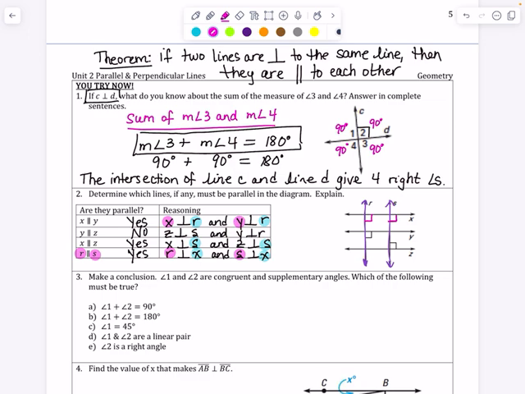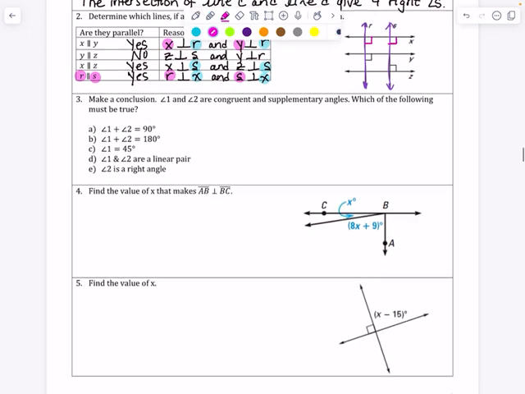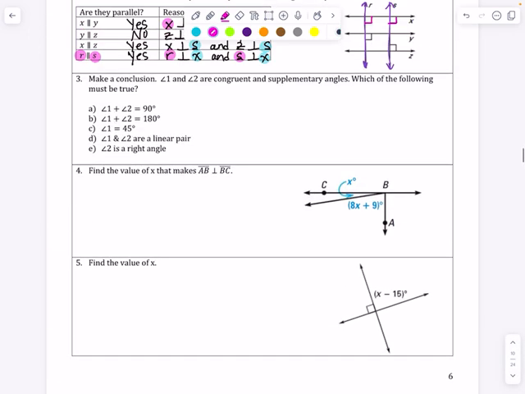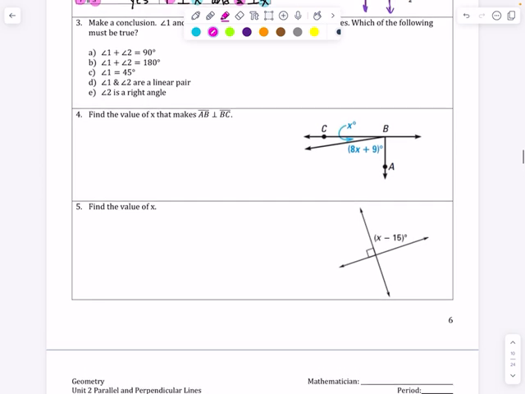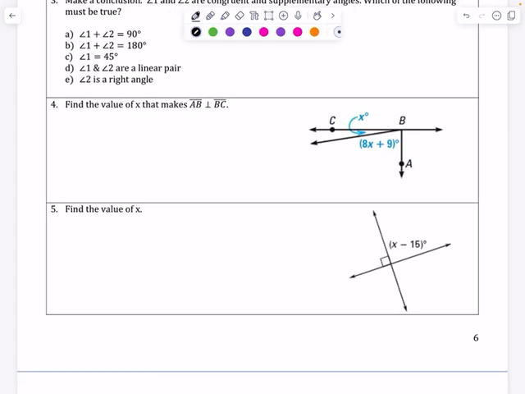All right, I'm going to go to number 4 for the You Try Now, and 5, and then I'm going to come back to 3. I think some of the multiple choice problems are a little bit harder than doing the algebra. Here's the information. We need to find the value of x that makes segment AB or line AB perpendicular to line BC. We want these two to be perpendicular.